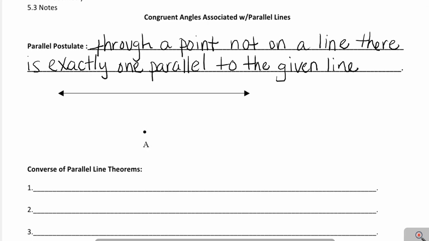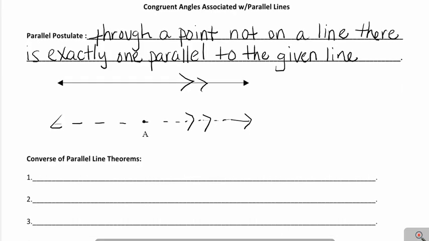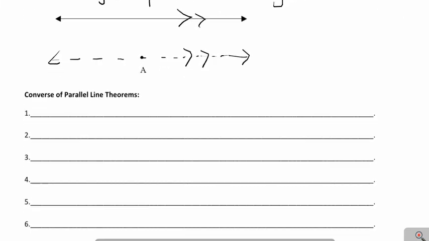So if we look at the diagram below, we have point A, and point A is not on that line. So basically what this postulate is saying is that there is only one line that I can draw through point A that will be parallel to the line given. And that will work with any point that is not on a line. There's only one line I can draw through point A that is going to be parallel to this given line. And that's what the parallel postulate says.